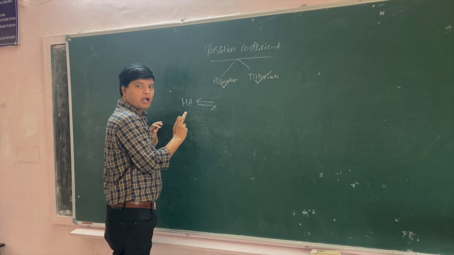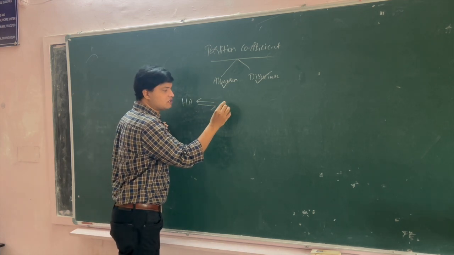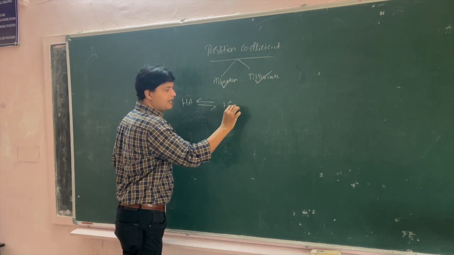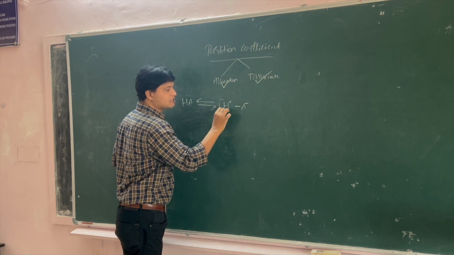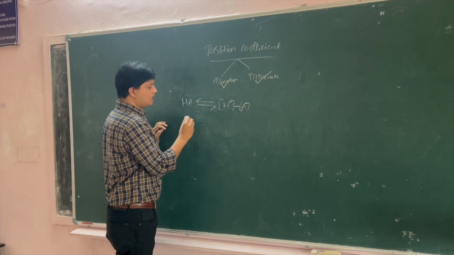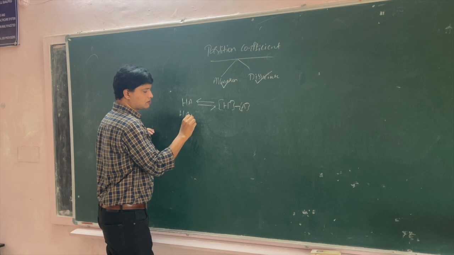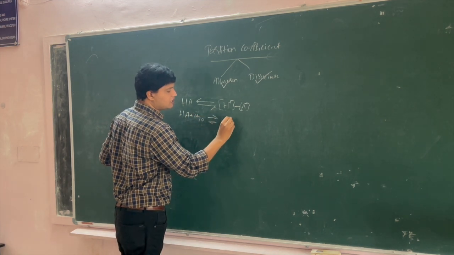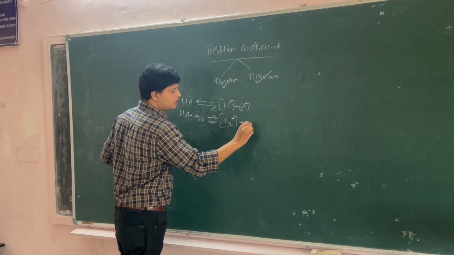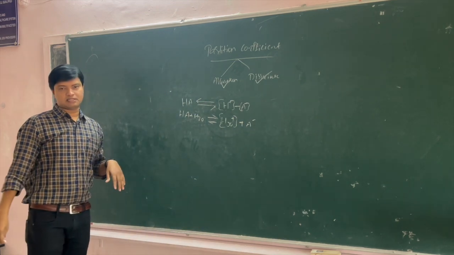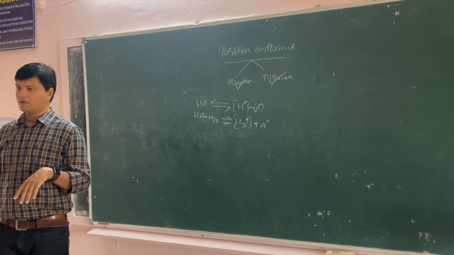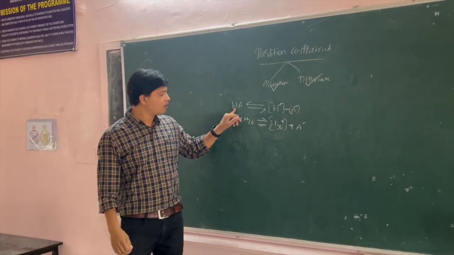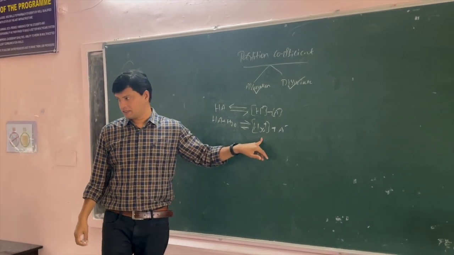The acid will dissociate. I am not writing water here. Acid will dissociate as H plus and A minus. If it is water, it is H3O plus and A minus. That H will combine with water and form H3O plus.